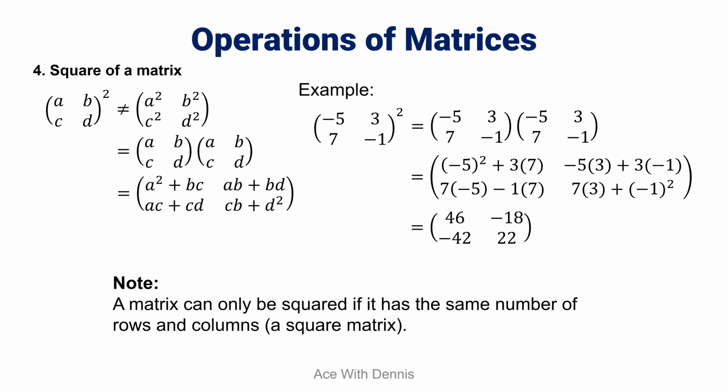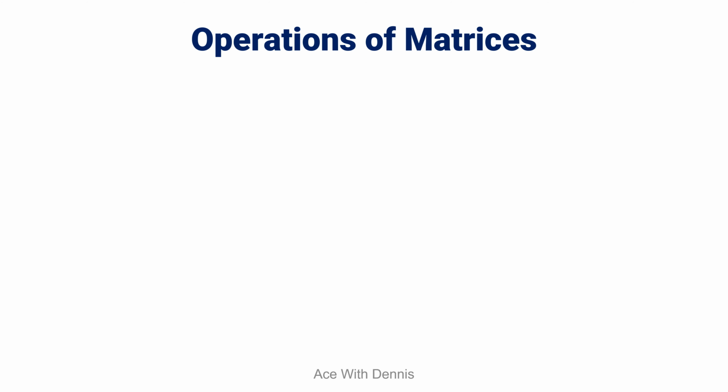Take note that a matrix can only be squared if it has the same number of rows and columns, which is a square matrix. After learning all the operations of matrices, now let's look at more exciting exam-based examples.